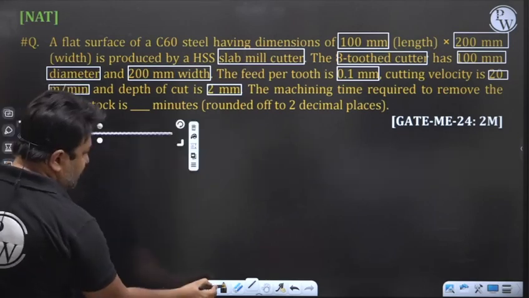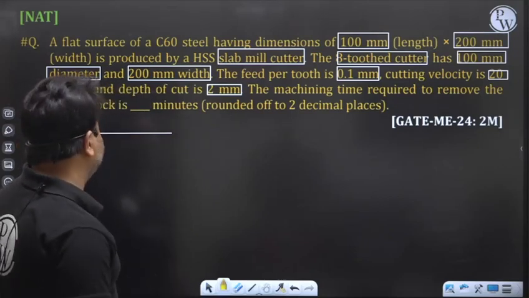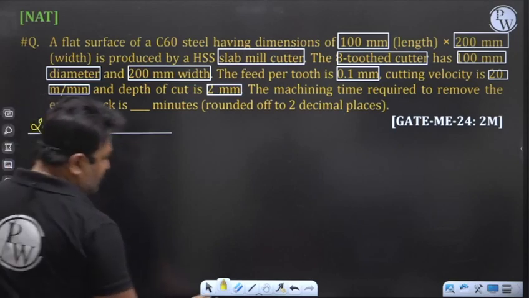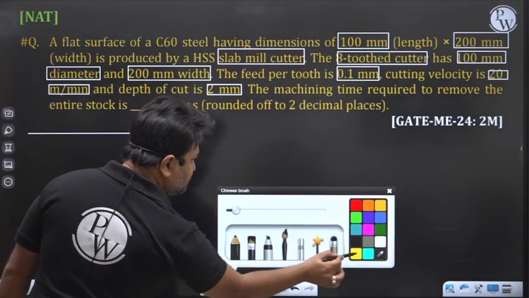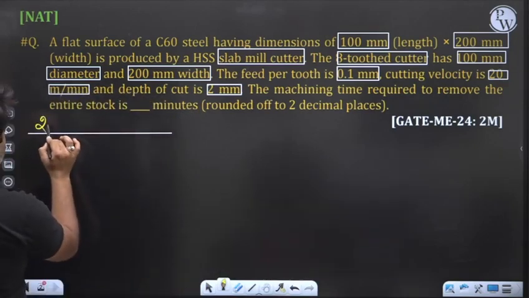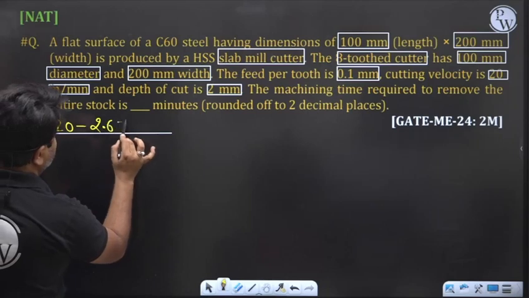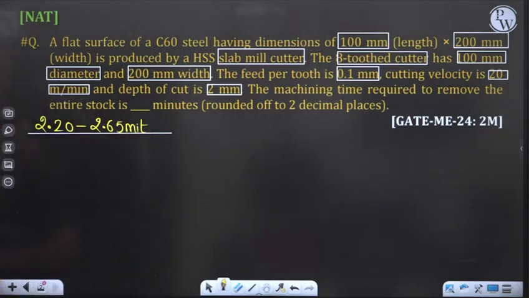In the GATE, first of all, let me tell you the solution they gave, the range of the solution. They gave 2.202 to 2.65 minutes. So this was the range which is given.